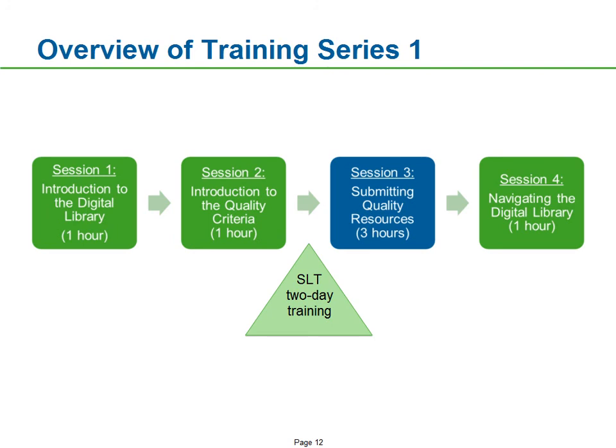This graphic should be familiar to you. It outlines the 4-part series that has been designed to help state leadership teams and state network of educators get a deeper understanding of the digital library's resource contribution and vetting process. Before this webinar, you viewed sessions 1 and 2, which are recorded 1-hour webinars. They're also on the wiki if you need to look back at them. Session 4 is also a recorded 1-hour webinar you will be able to access following this set of webinars. So after these 2 webinars, you'll be able to access session 4, which is talking about navigating the digital library.